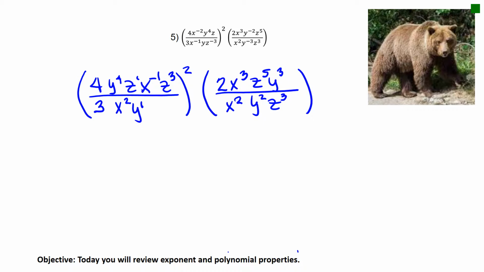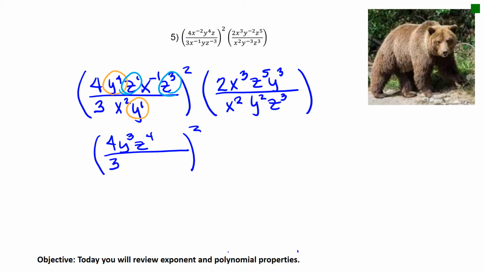Still lots of cleaning to do. Inside this house, there's still a creeper of 2. 4 over 3 doesn't do anything. It stays 4 over 3. For the y's, I've got 4 y's on top, 1 y on the bottom for a total of 3 y's on top. Remember, you subtract. For the z's, 1 z on top, 3 more z's on top. So I'm going to add for a total of 4 z's.